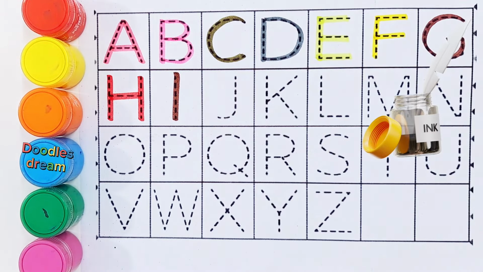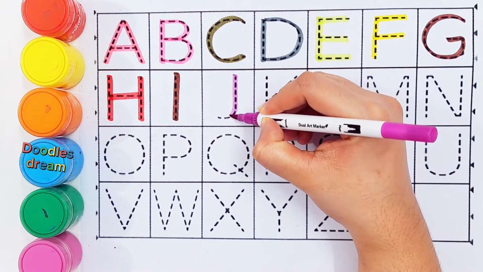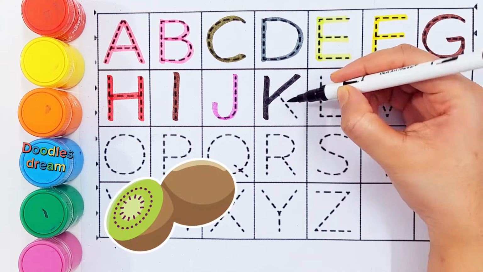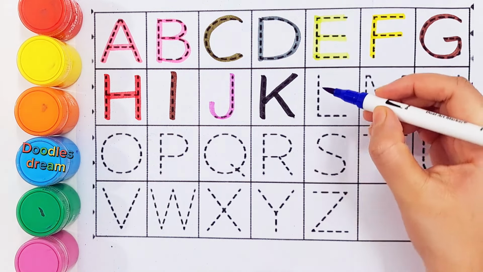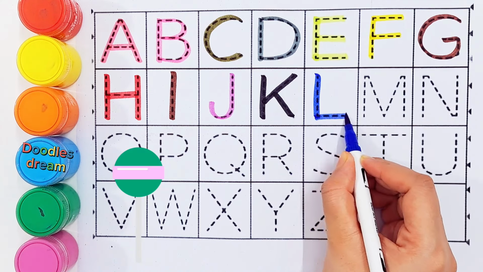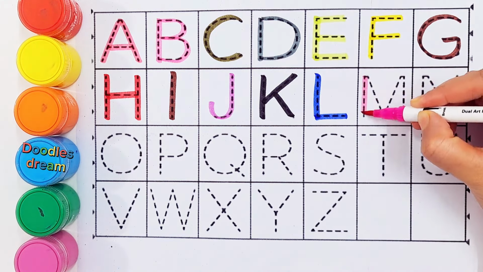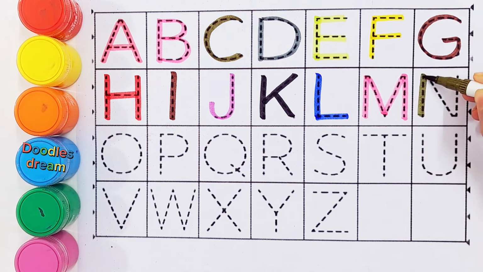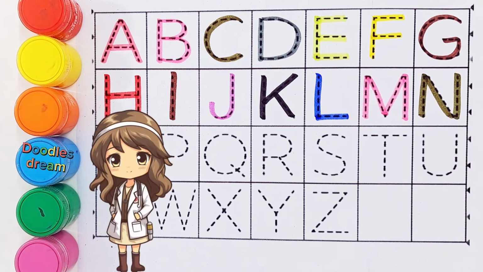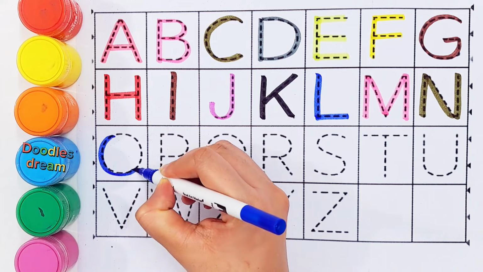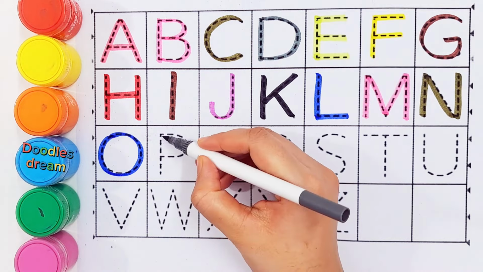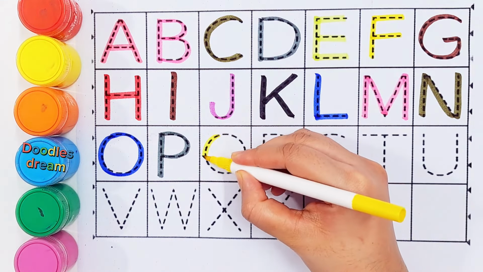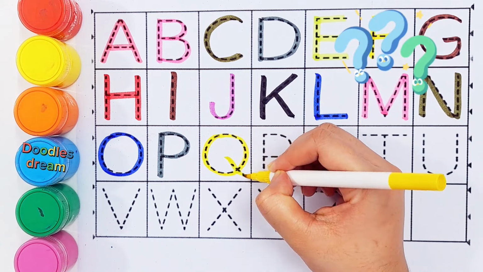I for ink. J for jellyfish. K for kiwi. L for lollipop. M for man. N for nurse. O for onion. P for parrot. Q for question.